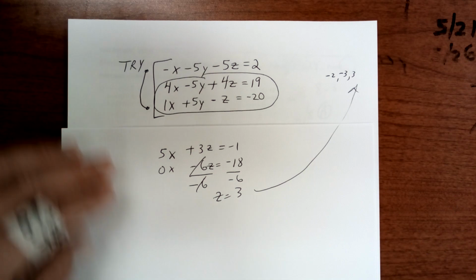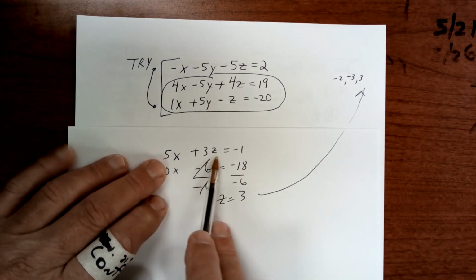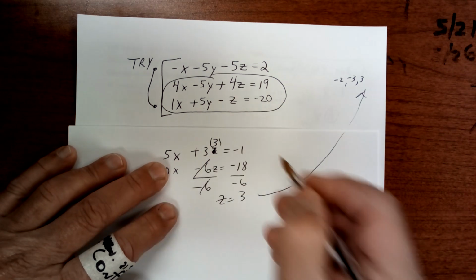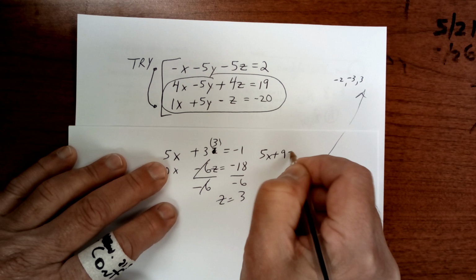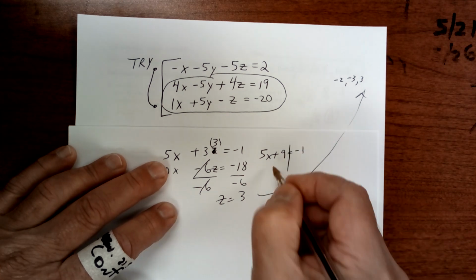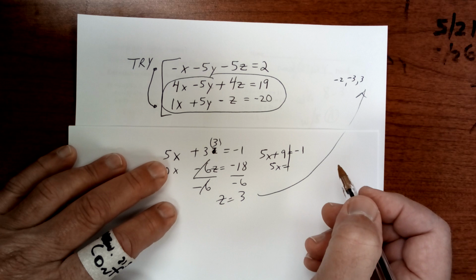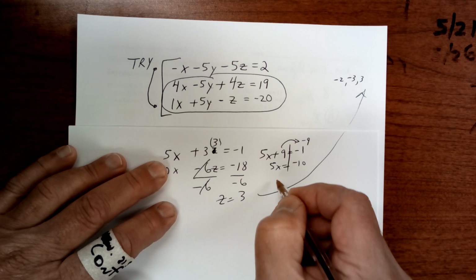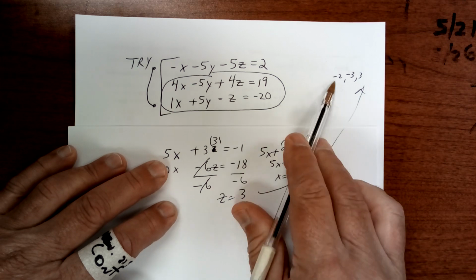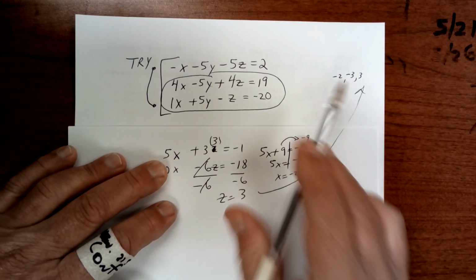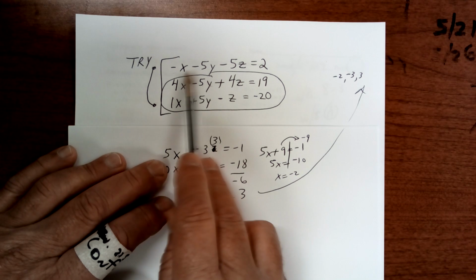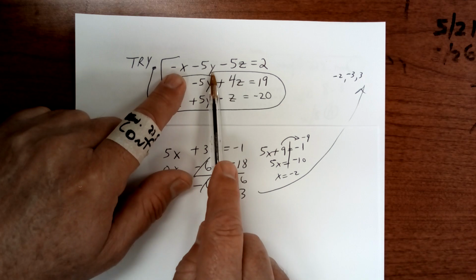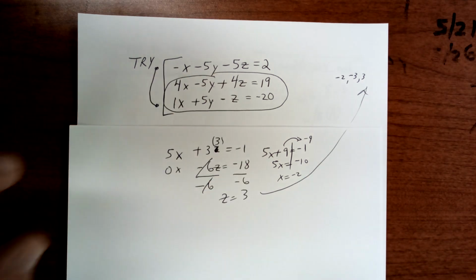Now what I would do is I would take this equation and substitute the 3 right here for the z. So I'm going to get 5x plus 9 is equal to negative 1. I'm going to get 5x is equal to a negative 10 when you move that 9 over. And then you're going to get x equals a negative 2, and that's what they have. Okay, now to get y, you pick one of these equations. I would pick the top one, and then I would substitute the x and the z to get y. You got to work it out, okay? All right, let's keep moving.